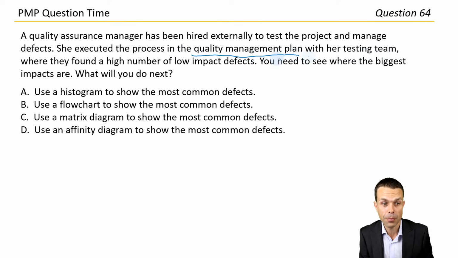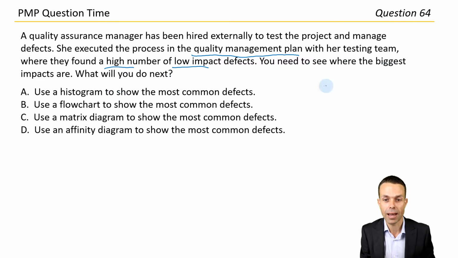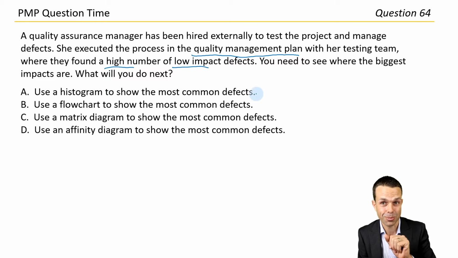With her testing team, where they found a high number of low impact defects. High number, low impact. Okay, I wonder what it's going to ask us here. You need to see where the biggest impacts actually are. What will you do next? How do we look at where... Okay, all right. Oh, this actually seems pretty straightforward, so this is pretty good.